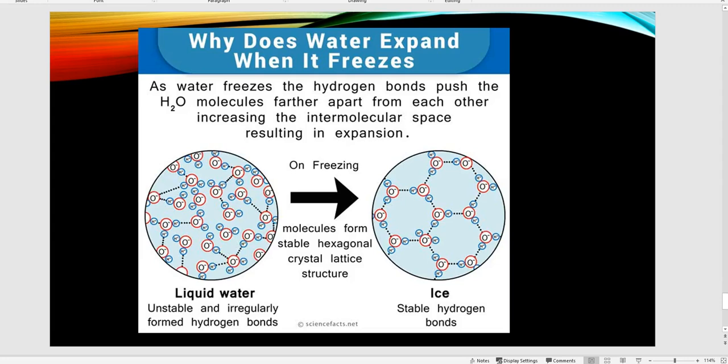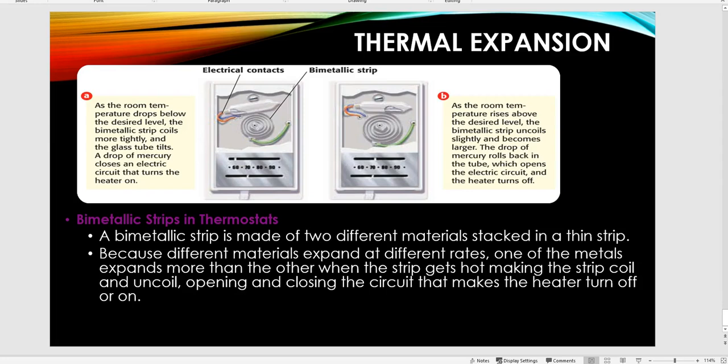We've talked about water. Water has unique properties. As water freezes, it expands. As it boils and starts turning to a gas, it also expands. So water has very unique properties that we'll talk more about later.